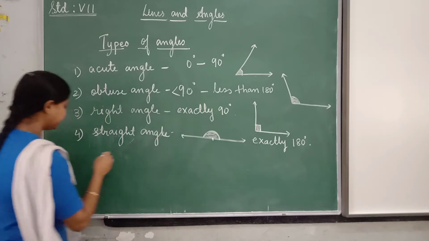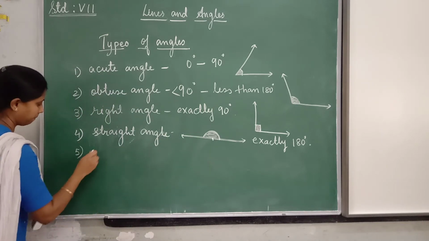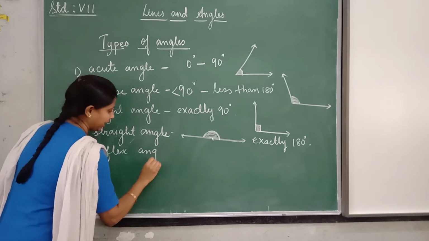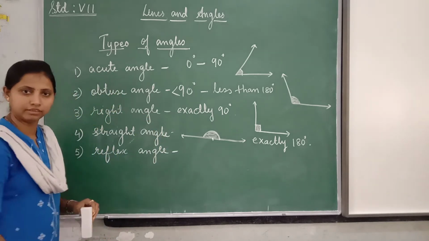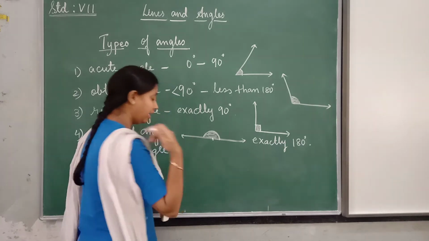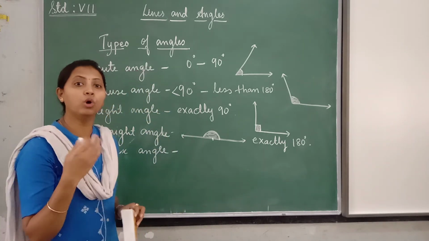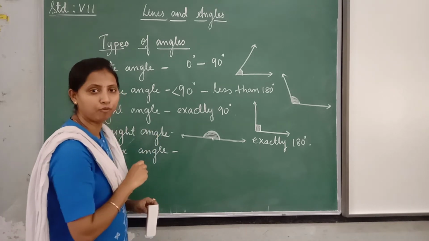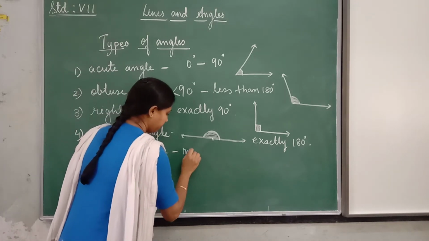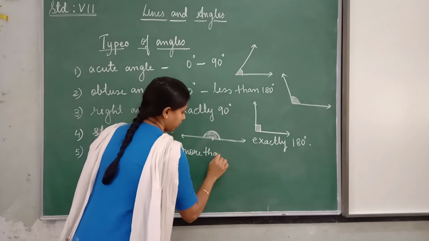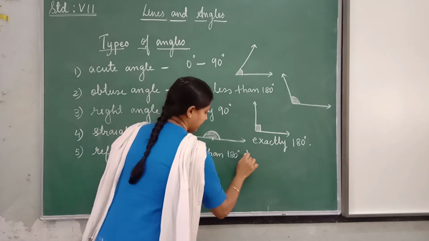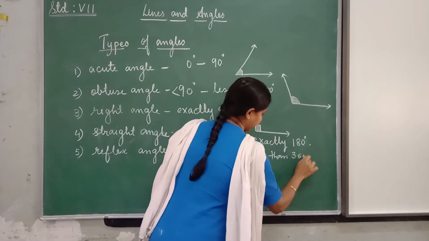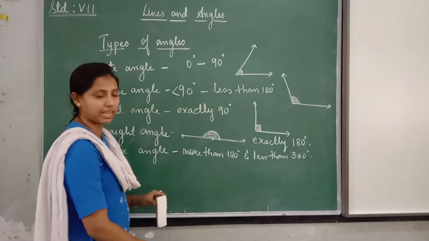Okay. Then next is reflex angle. What do you mean by reflex angle? Reflex angle is nothing but an angle which measures more than 180 degree and less than 360 degree is called as reflex angle. It will be more than 180 degree and less than 360 degree is called as a reflex angle.